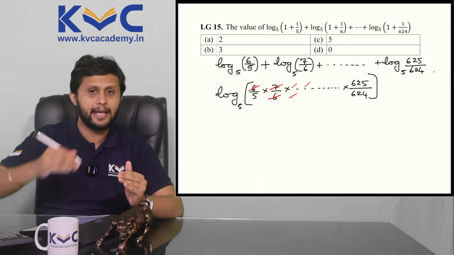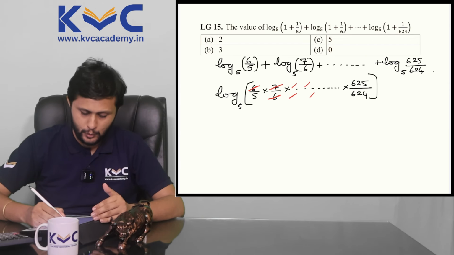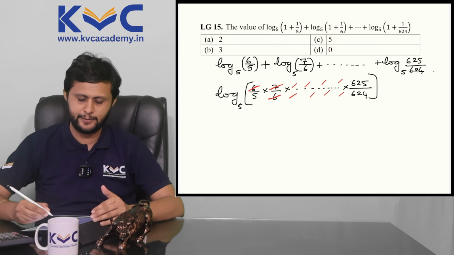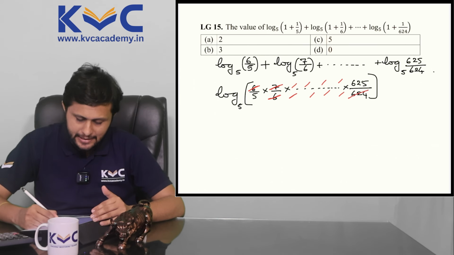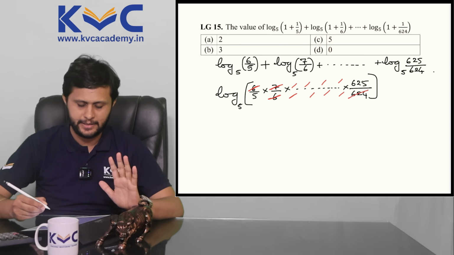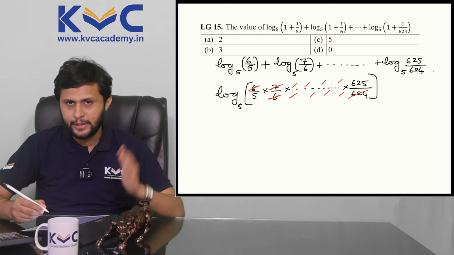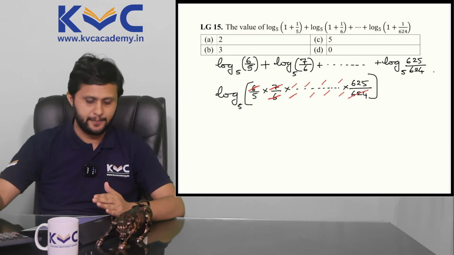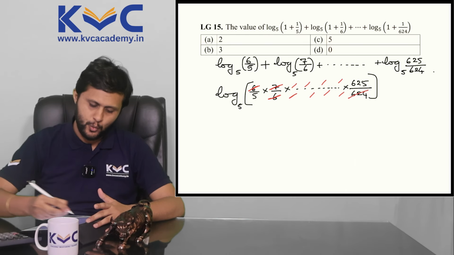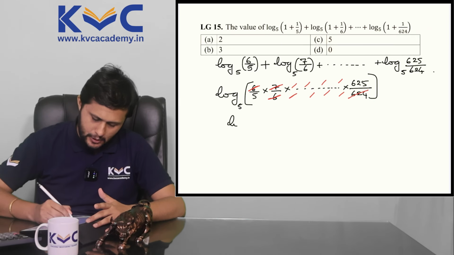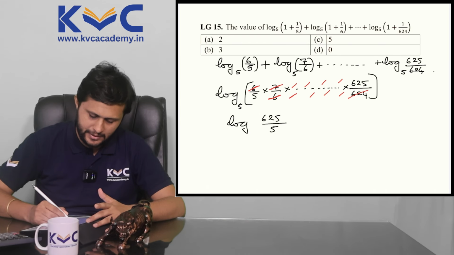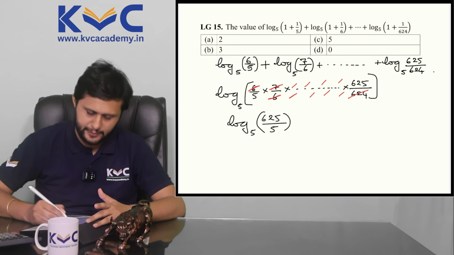The numerator of the one cancels the denominator of the next term. Goes on that way and at some point we'll reach 625 and 624. Which one will cancel? 624 will cancel. 625 will remain. I hope this is clear. So all the numerators will cancel other than 625. All the denominators will cancel other than 5. So what remains now is logarithm of 625 by 5. Only this much will remain to the base 5.